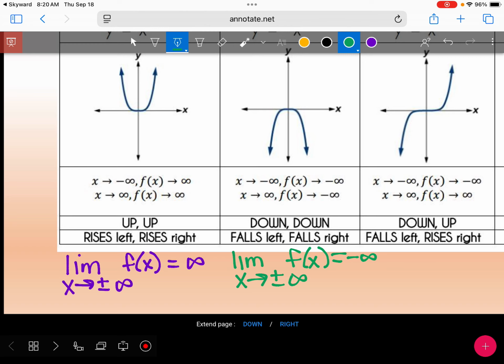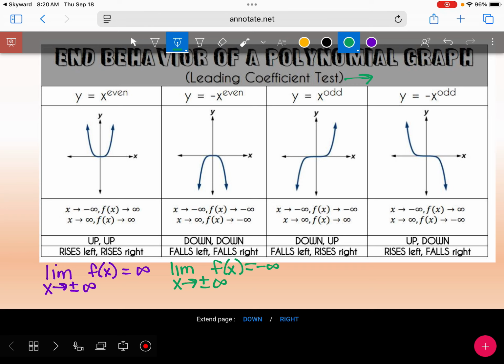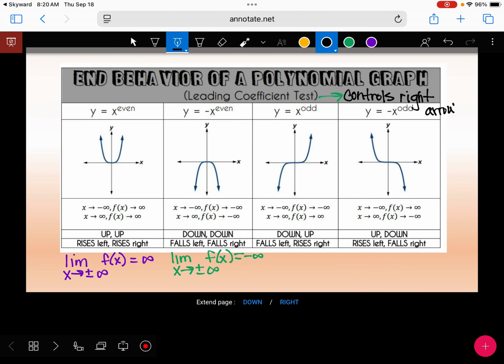Now, the odd degree functions are the ones that tend to confuse students because they do opposite. And it's hard to figure out what side is going to go up and what side is going to go down, okay? What I need for you to understand is that the leading coefficient controls the right arrow. So that leading coefficient will tell you what it's going to do on the right.